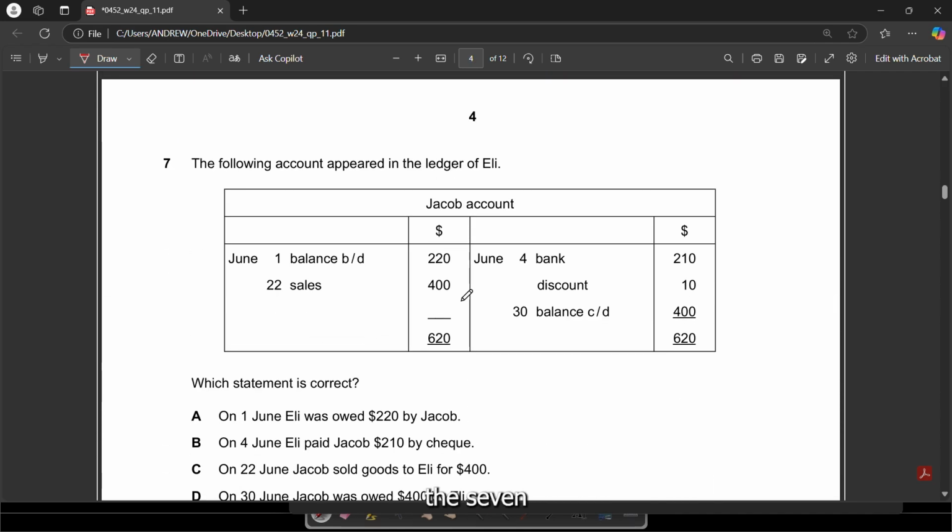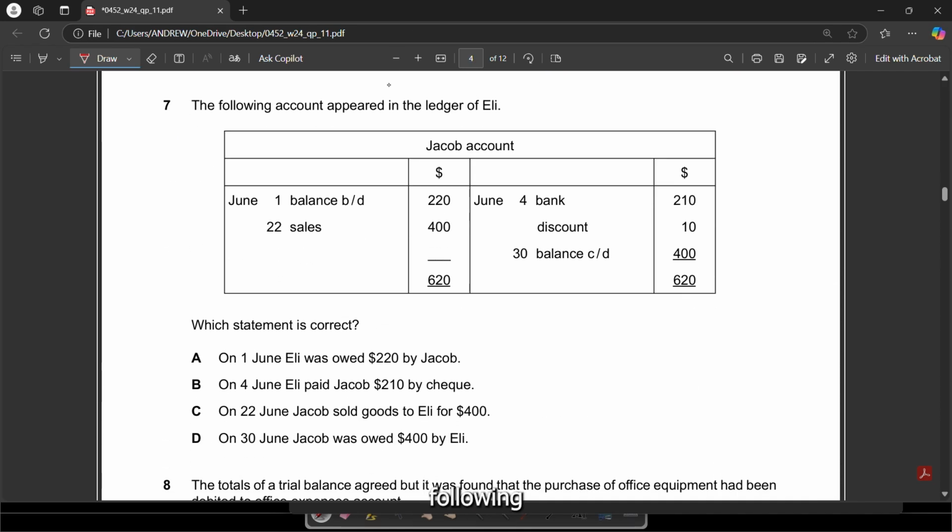Let's move ahead with the seventh question. The following account appeared in the ledger of Ellie, that is Jacob's account. Which statement is correct? Understand, we have to think from Ellie's point of view. First of all, understand who Jacob would be. Jacob would be a trade receivable because I can see sales over here. So Jacob is nothing but a trade receivable for us.